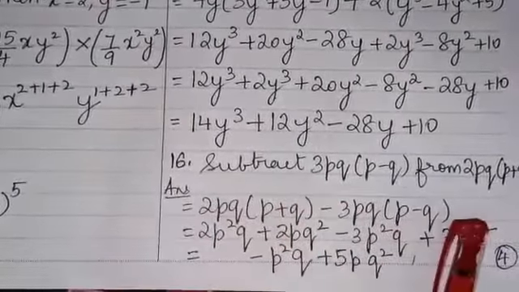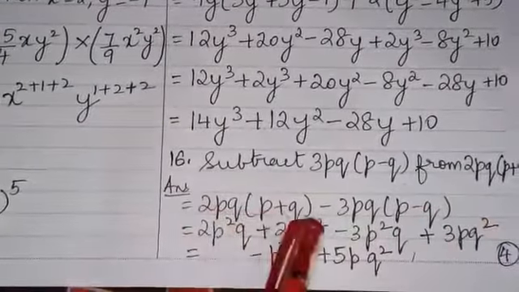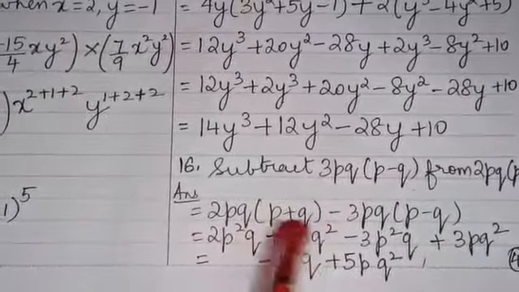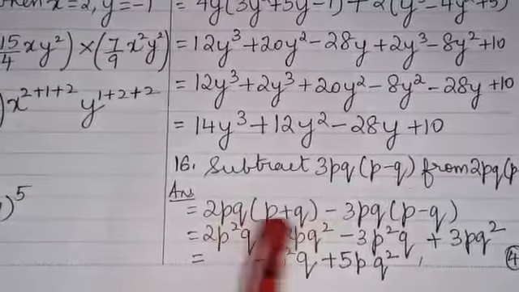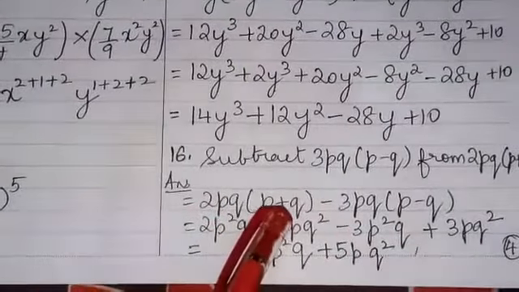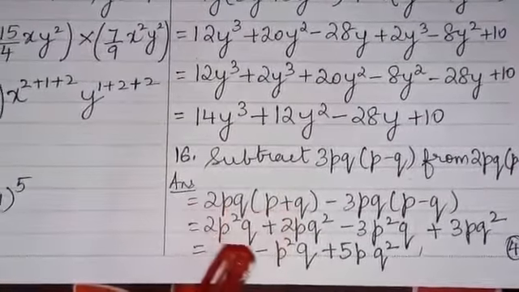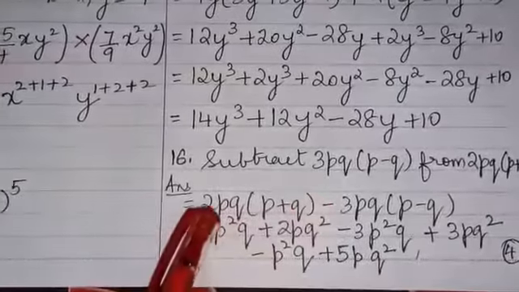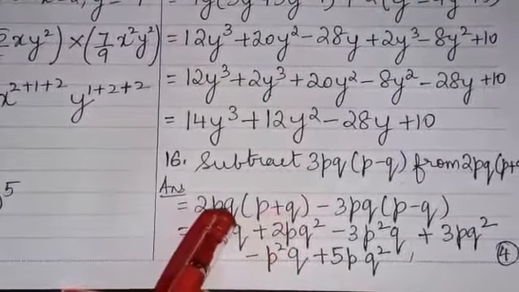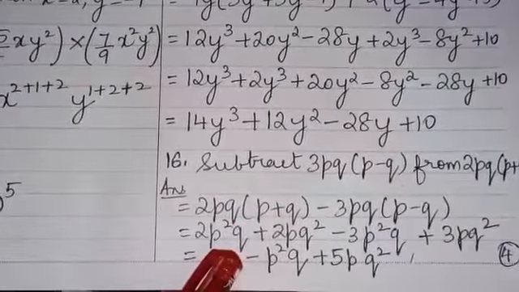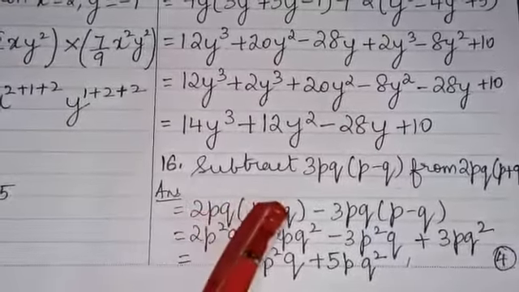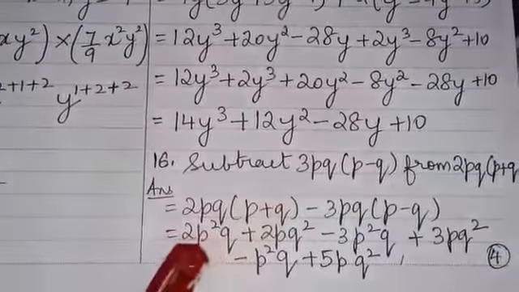So let's simplify this. Here we see that 2pq has to be multiplied with p plus q. How do we do that? We need to multiply 2pq with p first and then 2pq with q. So 2pq into p will give us 2p square q, because p into p is p to the power 1 plus 1, p square. So 2p square q.